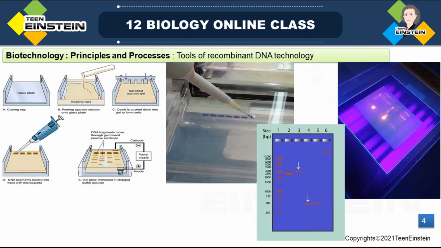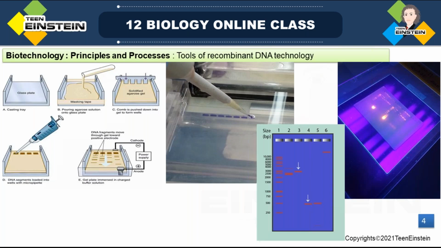Usually, while preparing this buffer, it will be in a concentrated form. TBE or TAE buffer, like Tris borate EDTA, is the normal buffer which we are using. While preparing, we'll prepare it in a concentrated form, that means 10x or 50x. When we need it, we'll dilute it and use it. Usually 1x is used for the electrophoresis purpose.